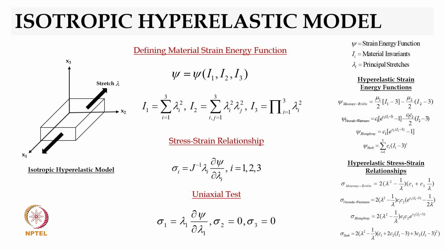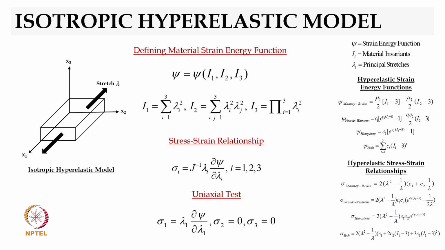Everything else is C1 times e raised to power C2 times I1 minus 3, where I1 is a variable, right? It's a function of lambda, right? And whole minus C1 C2 by 2, then you have I2 minus 3, where I2 is again a variable, right? It's a function of lambda, which is clearly explained in the I1, I2 and I3 definition in between this slide, right? Next is the Humphrey model, which is again an exponential model.